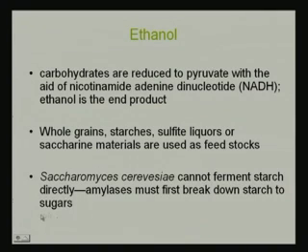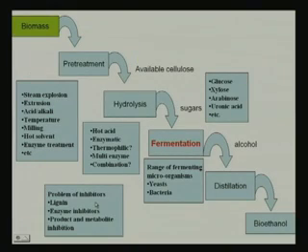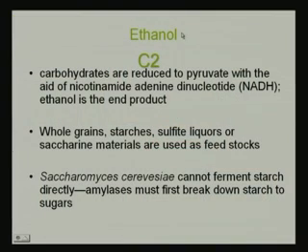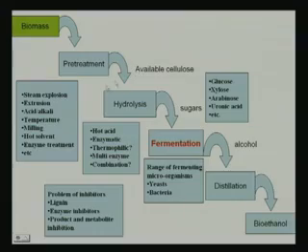The organism which is actively participating in this particular conversion is Saccharomyces cerevisiae, which cannot ferment starchy material directly, but amylases must first break down the starch and then sugar is produced. With this sugar, the fermentation is taking place. Now, when we are talking about such type of product formation, we are talking about a C2 product. That means ethanol has got 2 carbon atoms.